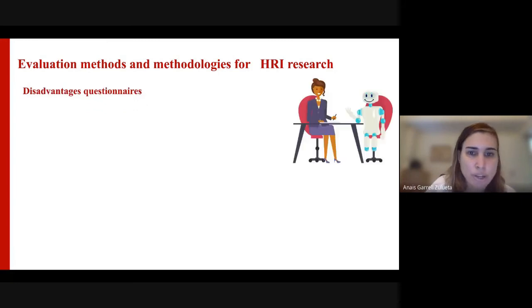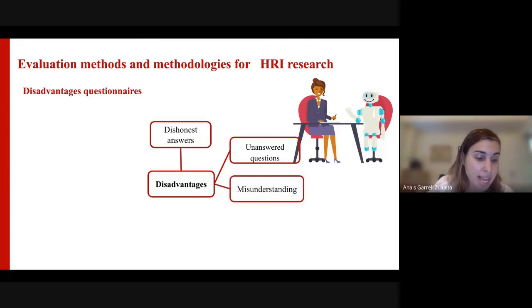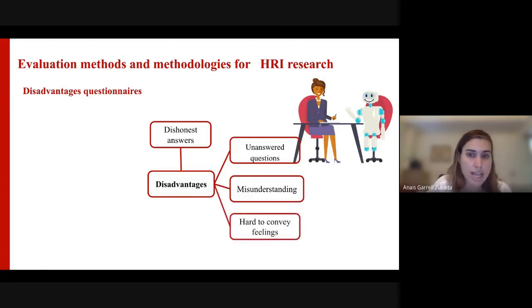So, disadvantages of the questionnaire. We can have dishonest answers. Respondents may not be 100% truthful with their answers. You can have unanswered questions, so make your survey short to get better completion rates. Difference in understanding and interpretation: users may interpret your questions differently or not understand something. It's hard to convey feelings and emotions. Maybe you don't capture some hidden feelings if you do not observe participant behavior.